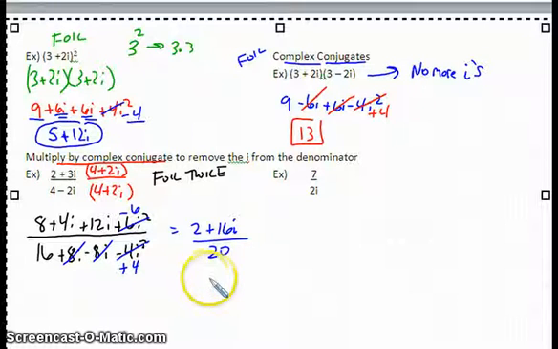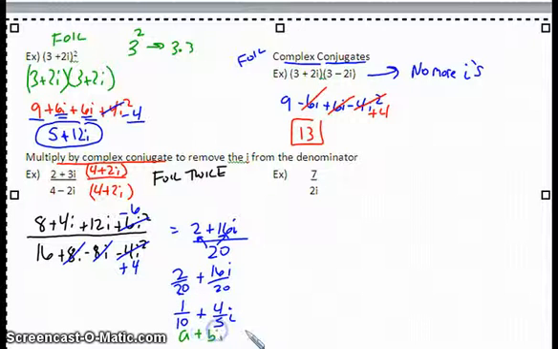But again, we want to write this as a number in standard form. So this 20 is really being divided into both of these numbers. So this is really 2 over 20 plus 16i over 20. Simplifying from here, you would get 1/10 plus, 4 goes into both of those, 4/5 i. Again, you want to keep your numbers in the a plus bi form. So that would be my final answer. Simplify if you can. Remember the 20 goes into both of these numerators.